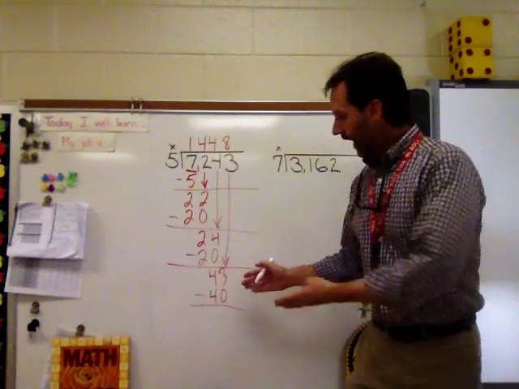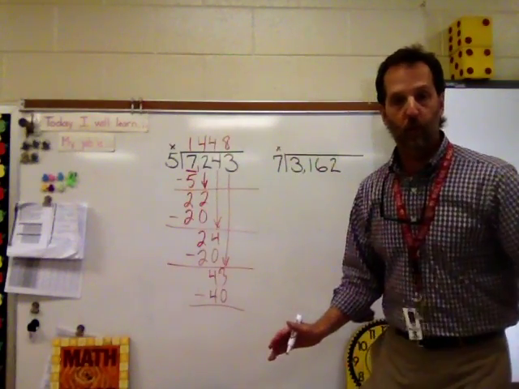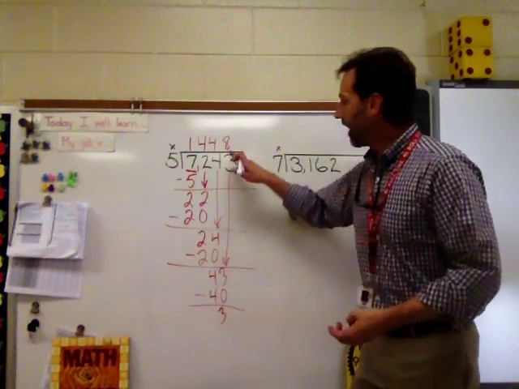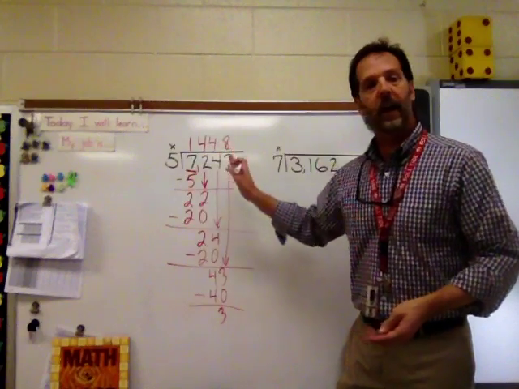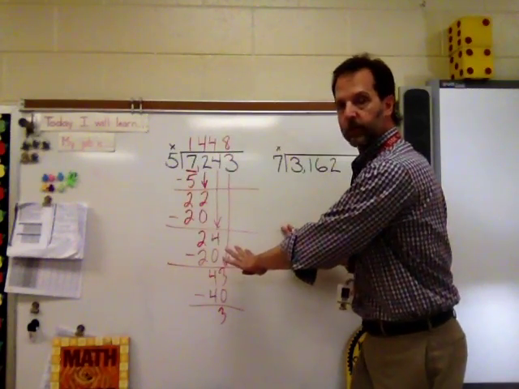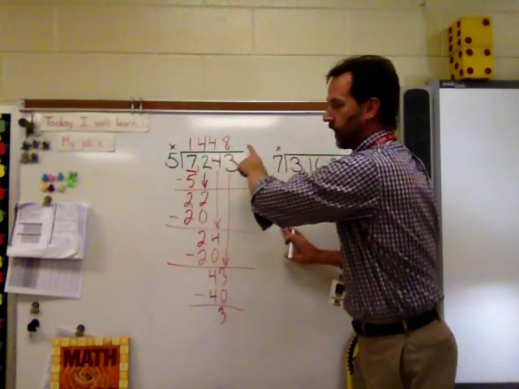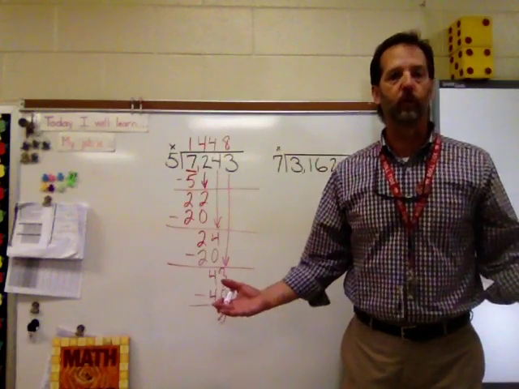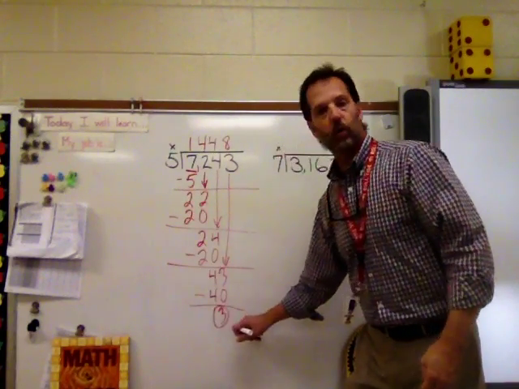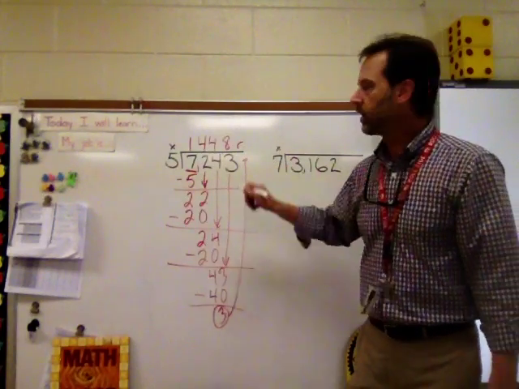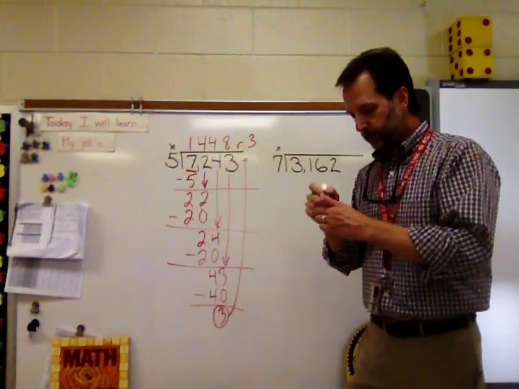My last thing to do, I had 43 ones. I just used 40 of them. How many are left? 3. Now I've brought down every number that I had in my problem. So if I bring down all my numbers and I have all my places filled in up here, this number at the end is my remainder. It's what's left over. I'm going to circle that. I'm going to bring it back up to the top, and I'm going to put an R for remainder, and I'm going to put a 3.